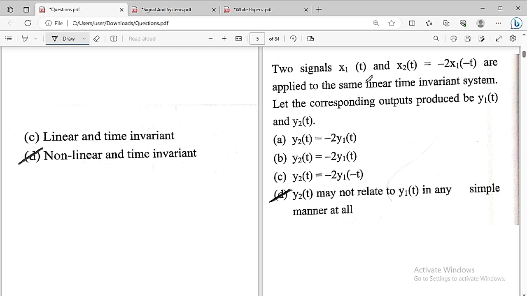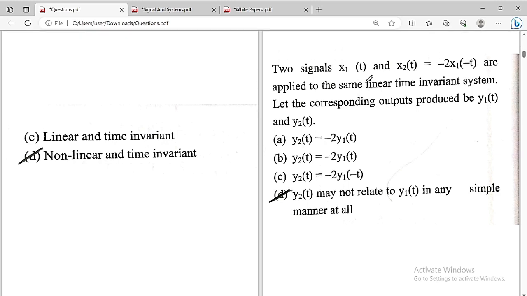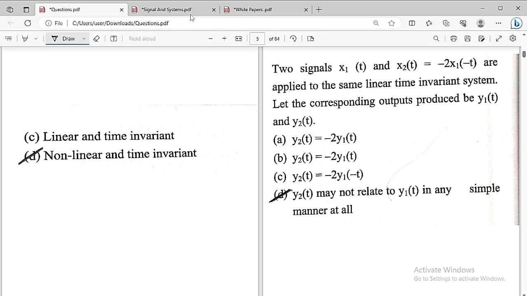So suppose they have taken some LTI system, a linear time invariant system. If the input is x1 of t, the output is y1 of t. If the input is x2 of t, the output is y2 of t. If x2 of t is equal to minus 2 into x1 of minus t, then what is the relation between the outputs y1 of t and y2 of t? Among the four options, option D, y2 of t may not relate to y1 of t in any simple manner at all, is the correct solution of this question. So let's solve this numerical.